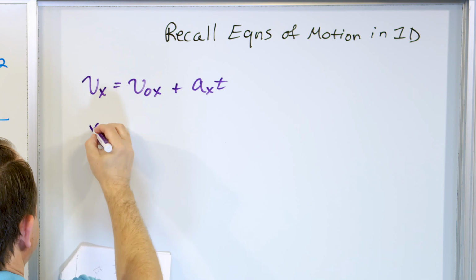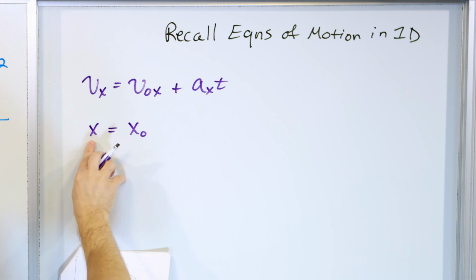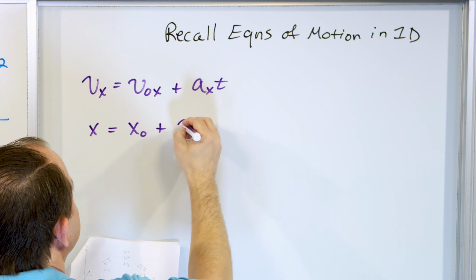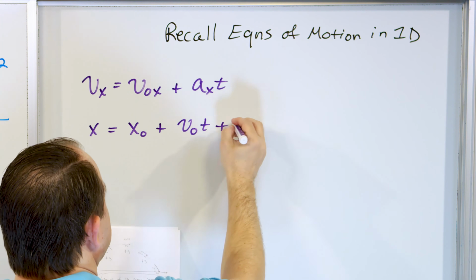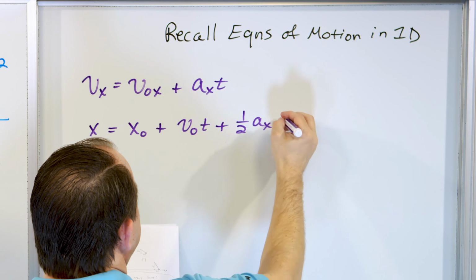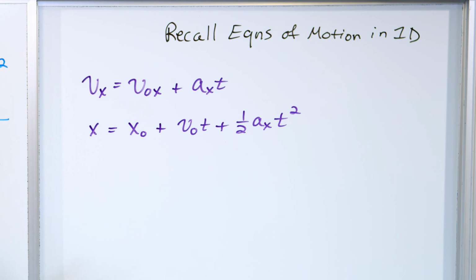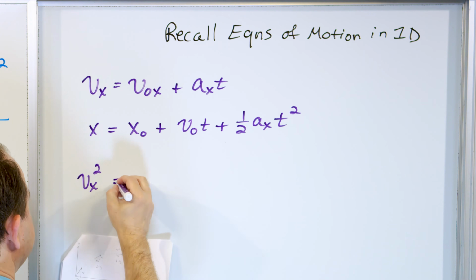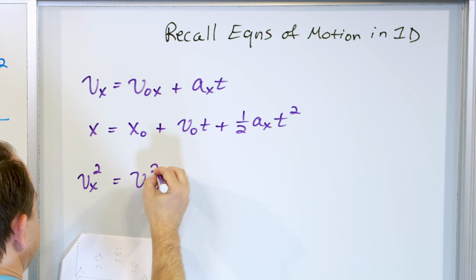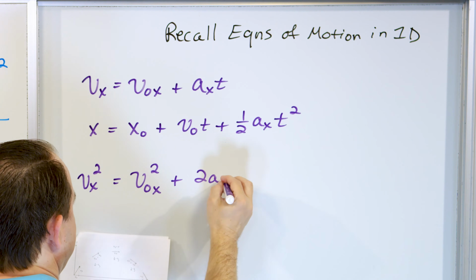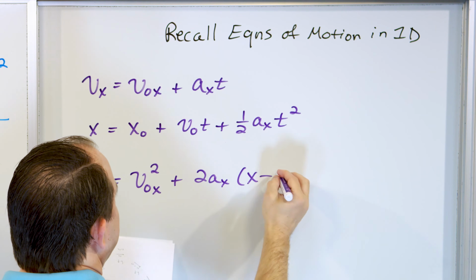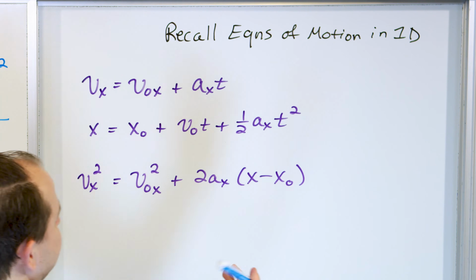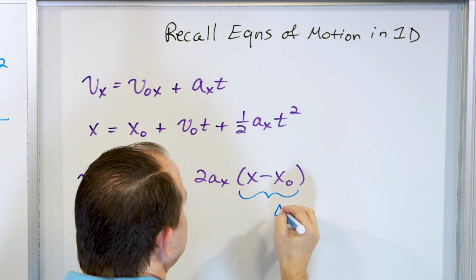And then we also used x is equal to x naught, so the position at some time in the future is equal to wherever you start from, plus v naught t, plus 1/2 times a in the x direction, of course, t squared. That was the second equation. And then we also derived a third equation, vx squared is equal to the initial velocity in the x direction squared, plus 2 times a sub x and x minus x naught. X minus x naught is however far the thing travels. So you could say delta x, how far the thing moves.